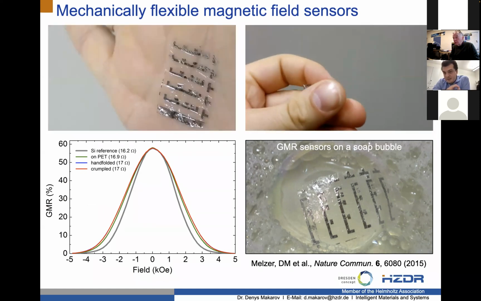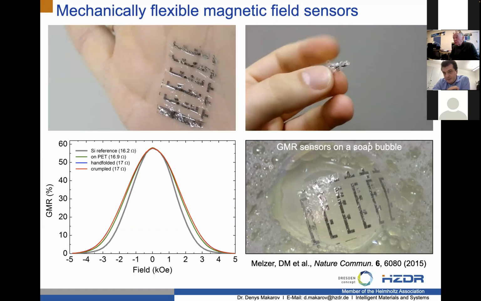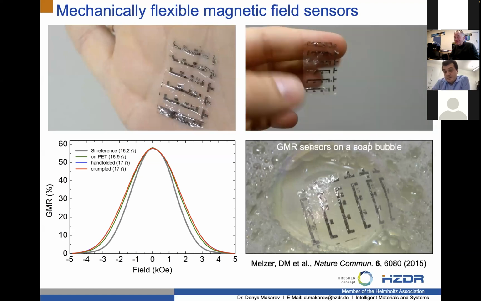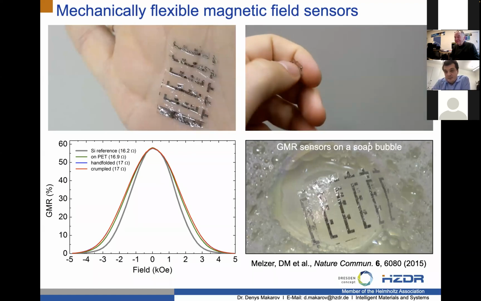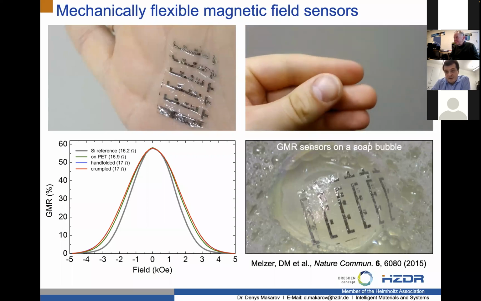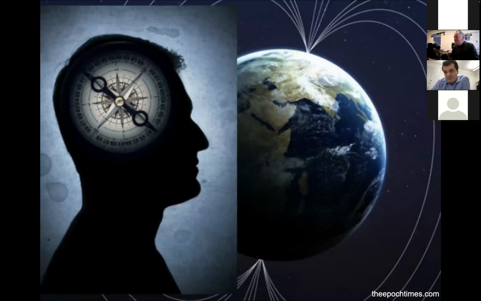Without encapsulation, it's stable on the foil, and it performs as a magnetic field sensor as on a rigid silicon wafer. Now you have to ask a question, where can you use it? There are plenty of different ways where people explore this, and even commercially. But from the fundamental point of view, what I find very, very exciting is to try to use this curvilinear spintronics for enabling artificial magnetoception for humans, right? And there are plenty of reasons why you would like to do this.